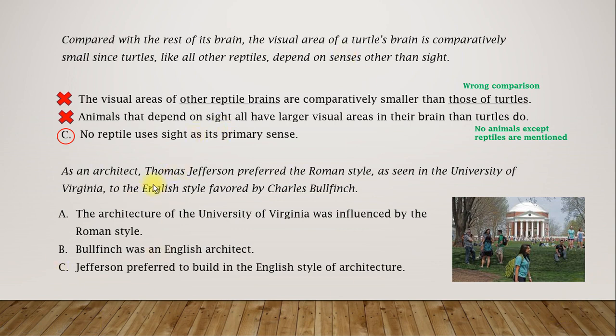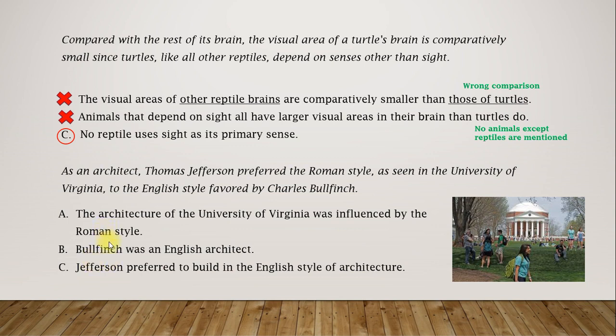As an architect, Thomas Jefferson preferred the Roman style as seen in the University of Virginia to the English style favored by Charles Bulfinch. Let's read the first option now. A: The architecture of the University of Virginia was influenced by the Roman style. This sounds correct, but just in case, let's read the other options before deciding on the correct answer.